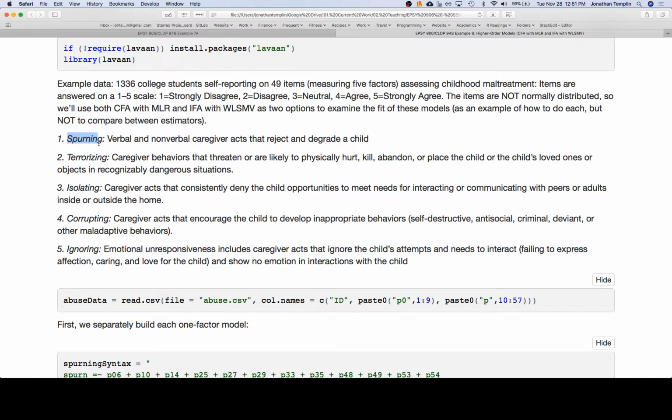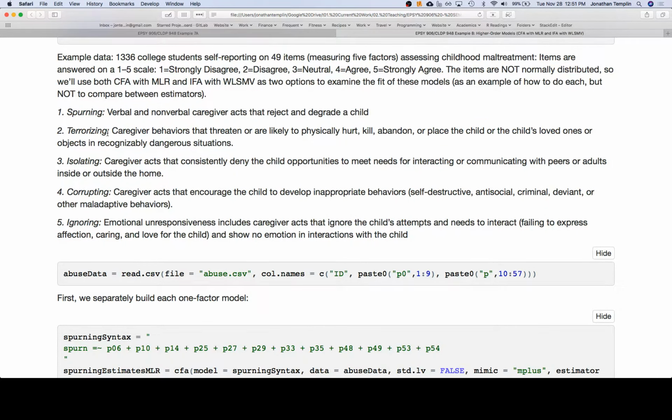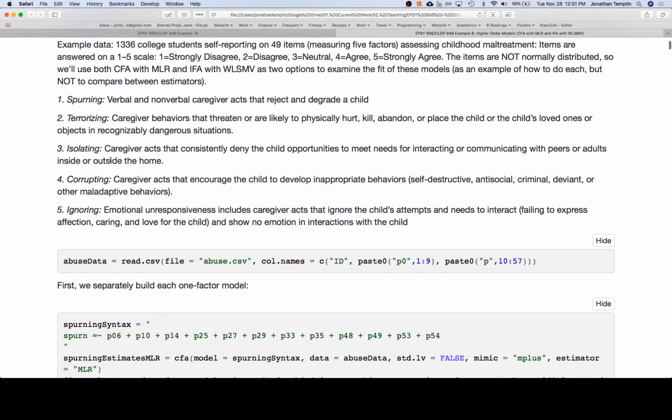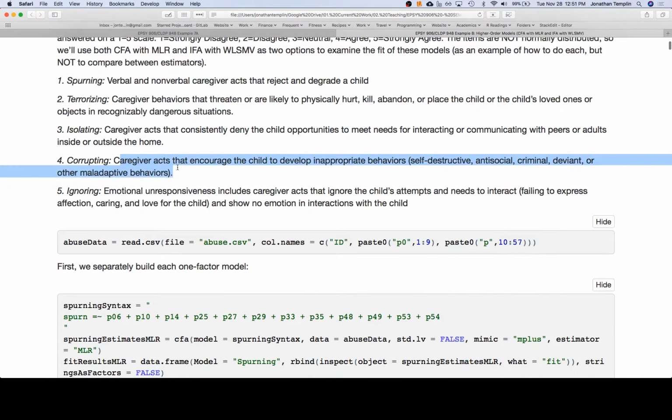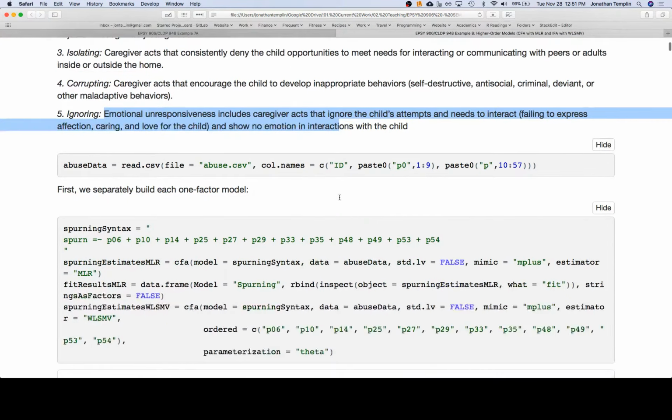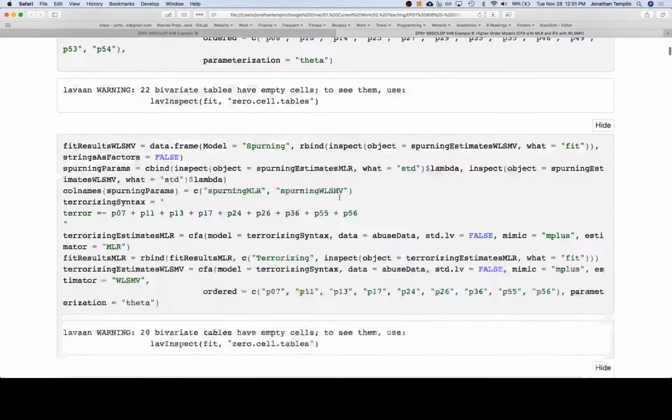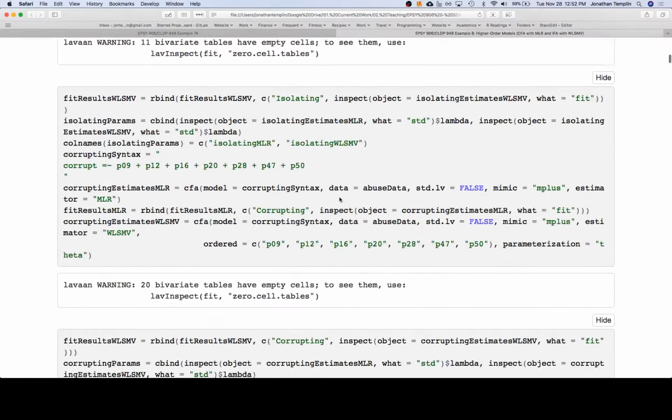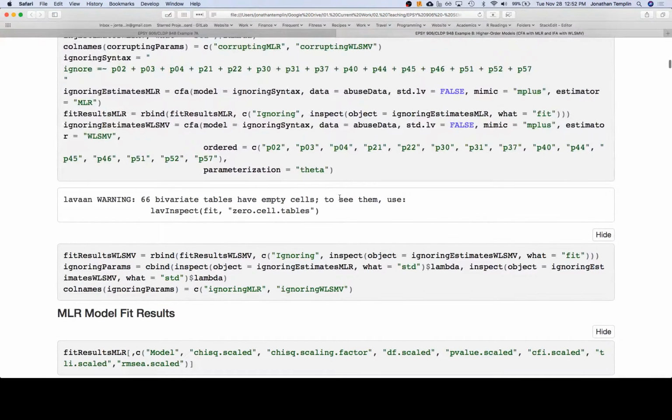You could be spurned, so there's a spurning factor, which is verbal and non-verbal caregiver acts that reject and degrade the child. You can be terrorized, which sounds terrible, where you're threatening someone. You can isolate a child. You could have corrupting behaviors, or you could have ignoring. This first set of factors was to test whether we had good model fit, testing the unidimensional model for each of the 5.